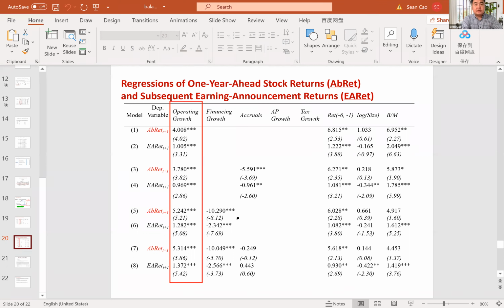And you can see that after controlling for other variables, the signal, the positive growth, predicts 4% annual return, and the positive growth predicts 1% return around the earnings announcement. And we like the percentage. The 1 divided by 4 is 25%. We like that. Empirically, this supports that this is a good growth signal.